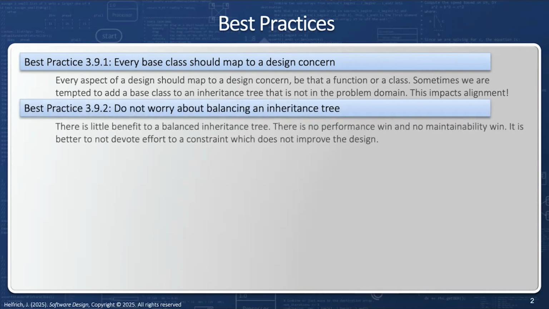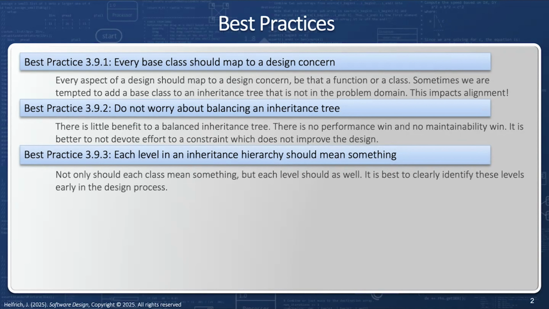The next best practice, do not worry about balancing the inheritance tree. There is little benefit to a balanced inheritance tree. There is no performance win and definitely no maintainability win, especially when those new elements you add to the inheritance tree don't map to the problem domain. It is better to not devote any effort to a constraint which does not improve the design.